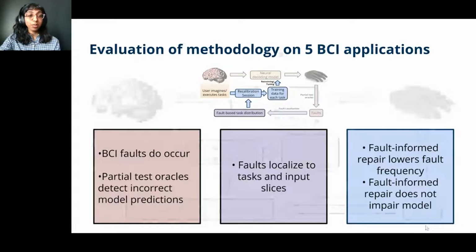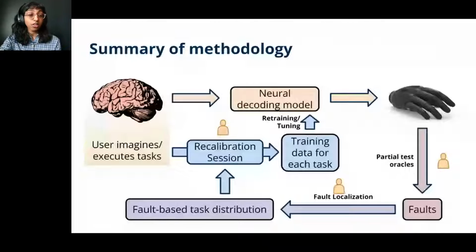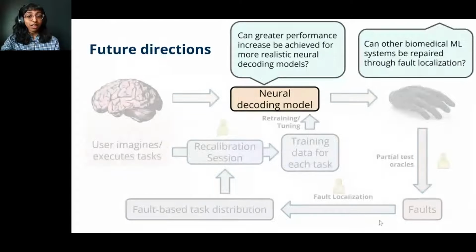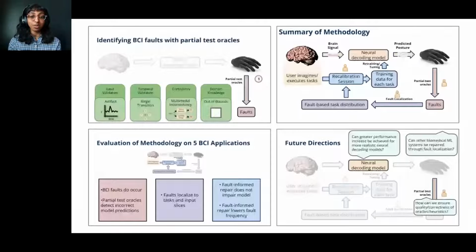Our work demonstrates that an expert-in-the-loop methodology based on partial test oracles and fault localization is an effective way for testing and repairing BCIs. There are many avenues for future work, such as testing this on more realistic neural decoding models, exploring applying this methodology to other biomedical machine learning-based systems, and exploring how to test the programmatic system here itself. In conclusion, we're excited about the prospect of future research in the intersection of software testing and brain-computer interfaces, and we strongly believe that the application of software testing can increase safety and trust in BCIs.